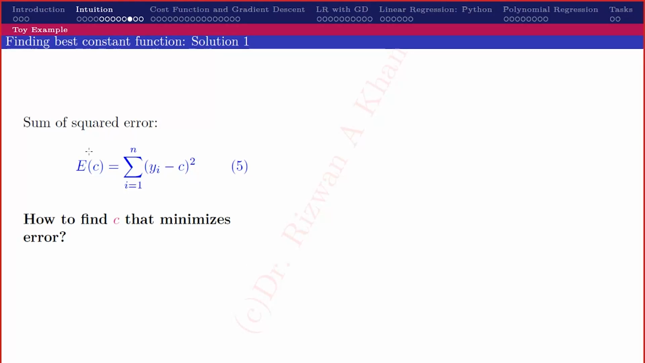Now we have been given this function, and our task is to minimize this loss function to find the best fit line. My question is how you can find the C that is the minima of this function, because this is the loss function. We want to minimize it, so we want to find the C that gives the minimum value. You have to use your calculus knowledge to tell me how we can find the minima of a function.